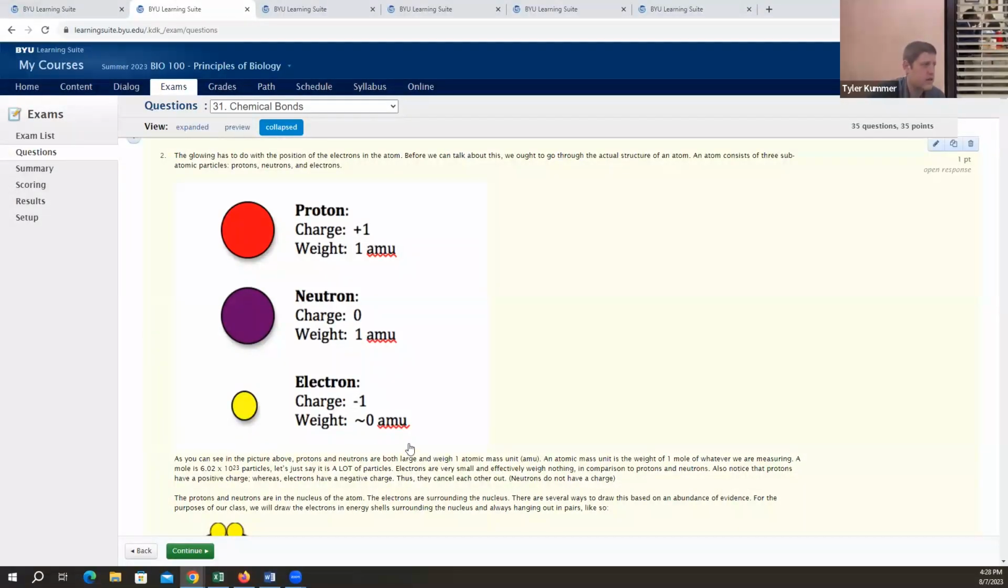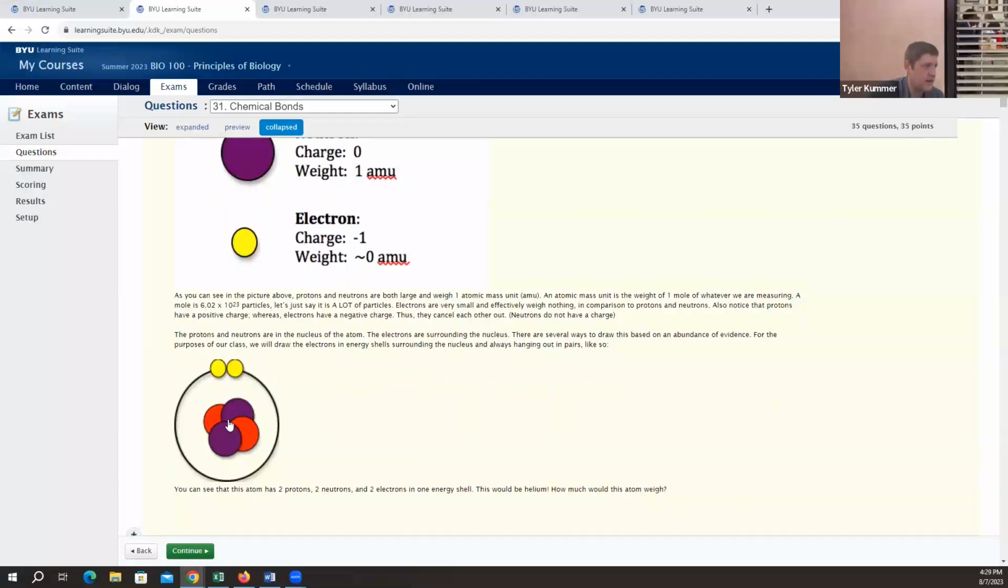Protons and neutrons go to the center of the atom. We call that the nucleus. Now, it's very important to understand the atom's nucleus is nothing like the nucleus of a cell. A nucleus of a cell has millions and millions of atoms as part of it. So we're talking about completely different scales here.